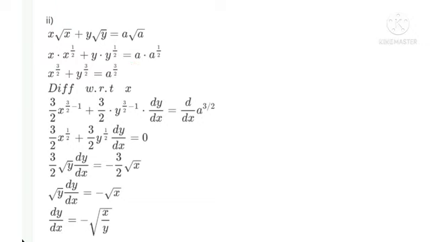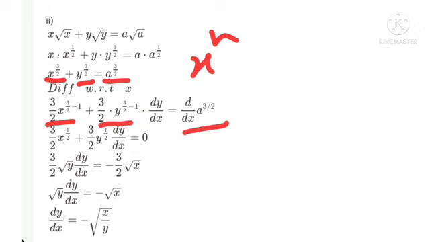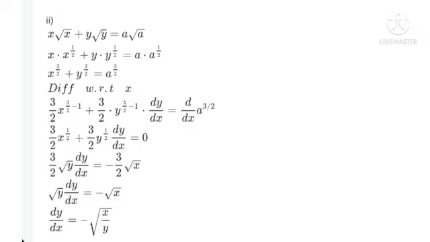Now differentiate with respect to x. Here we use the formula for the derivative of x raised to n, which is n into x raised to n minus 1. That is 3 upon 2 into x raised to 3 upon 2 minus 1. What is the derivative of y raised to 3 upon 2? 3 upon 2 into y raised to 3 upon 2 minus 1 into dy by dx. And a raised to 3 upon 2 is a constant term, its derivative is 0. So we get 3 upon 2 into x raised to 1 upon 2 plus 3 upon 2 into y raised to 1 upon 2 dy by dx is equal to 0.